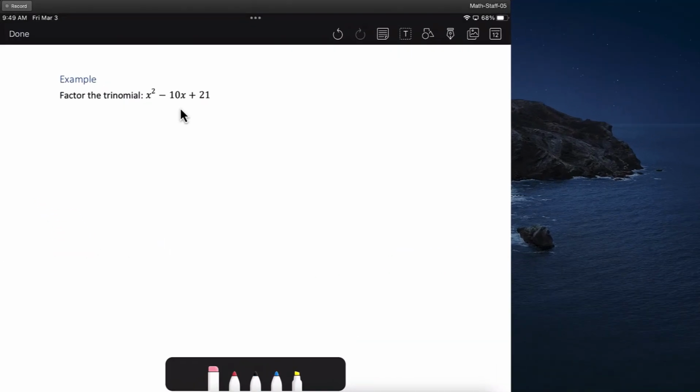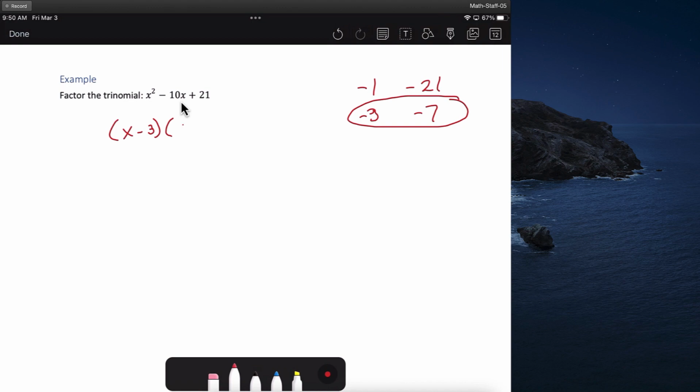In this example, we're looking for two numbers whose product is positive 21 and whose sum is negative 10. If they're multiplying to a positive number, that means both numbers must be positive or both numbers must be negative. And we can determine that by the sum. Notice the sum has to be negative. Therefore, both numbers need to be negative. So we have negative 1 times negative 21 or negative 3 times negative 7. Look for the pair that add to negative 10. We have negative 3 and negative 7. So x minus 3 times x minus 7.